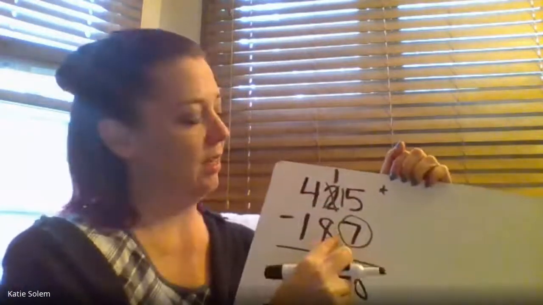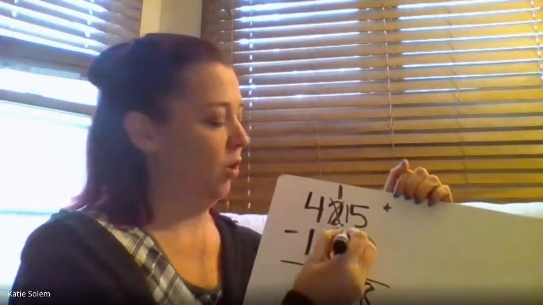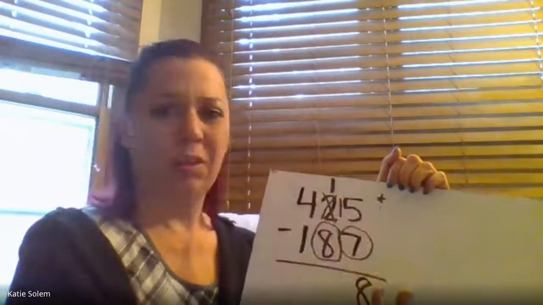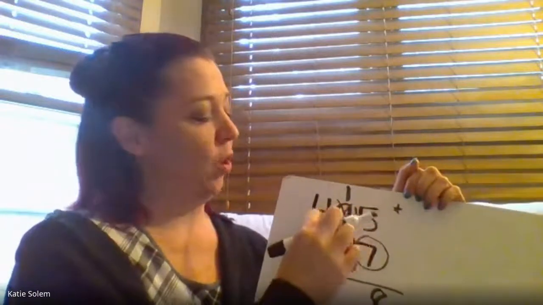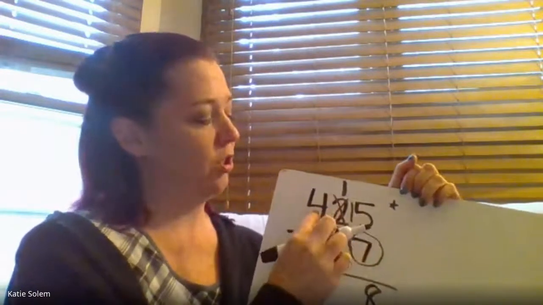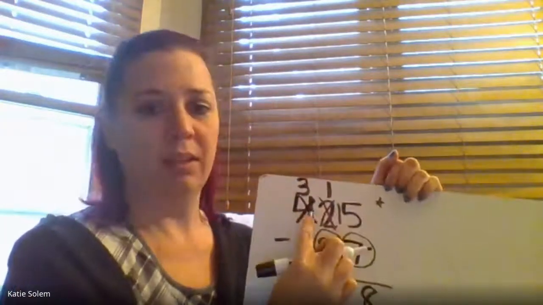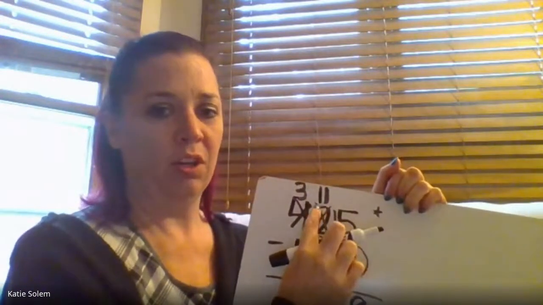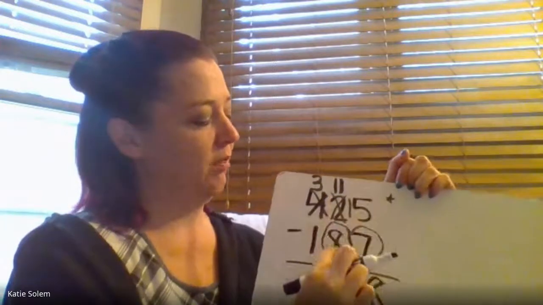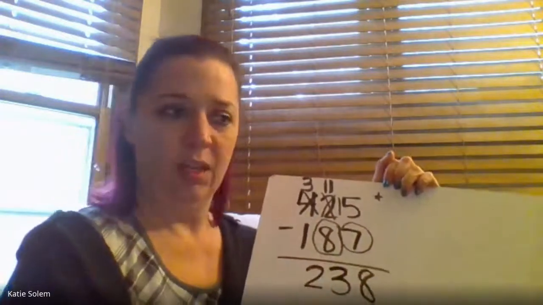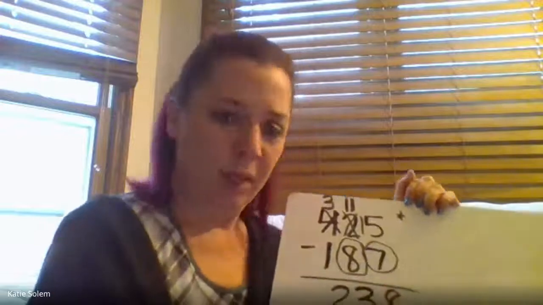Now I have 1 ten minus 8 tens. Oh dear. I have another bigger number on the bottom. What do you think I should do? You're right. I should go next door and borrow. So we'll go next door to the hundreds and say, hey, can we borrow 100 maybe? And the 4 says, of course. So the 4 turns into a 3 in the hundreds. And we're going to add that 100 right over here. So that 1 turned into 11. Now 11 minus 8 is 3, and 3 minus 1 is 2. So just like that, easy peasy.